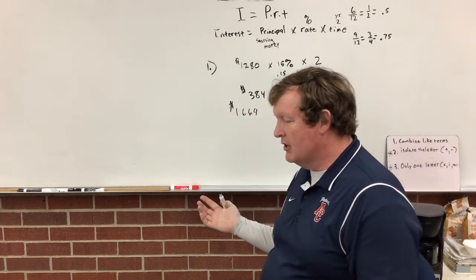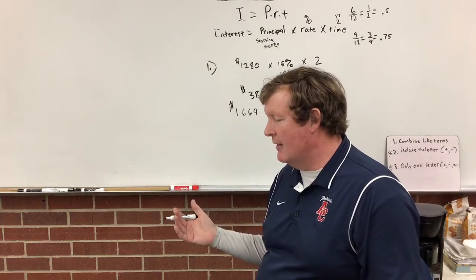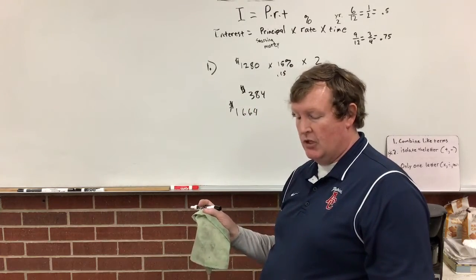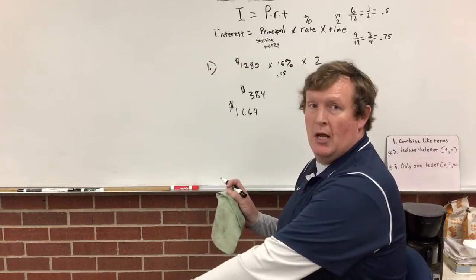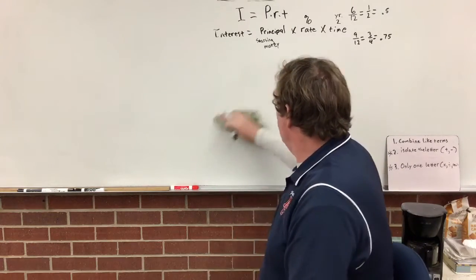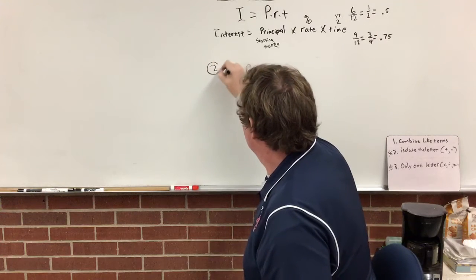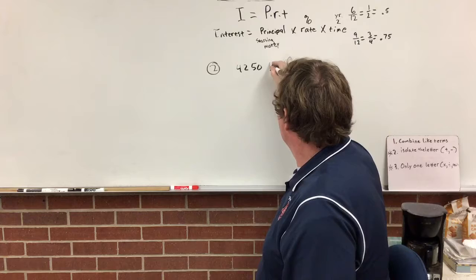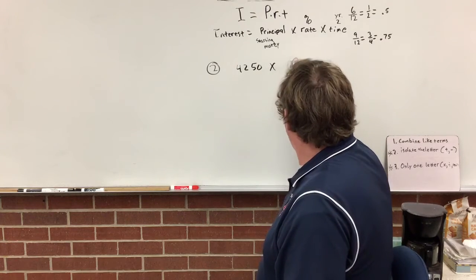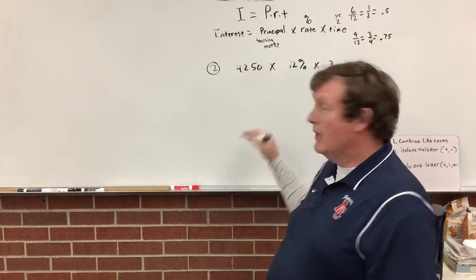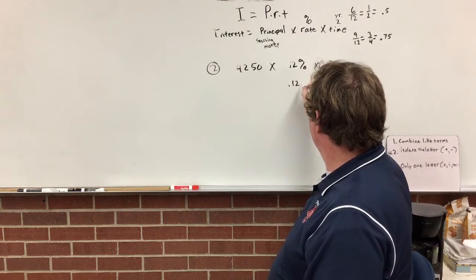Pardon me. We did number one right there. The rest of them are similar. I'm just going to help you set them up, okay? So these shouldn't take much time now. We're going to set them up pretty quickly. If you need to, pause it after each setup to help you out, okay? All right, number two. Starting money is 4,250. Percent is 12. Years are 3. Okay, change our percent to decimal.